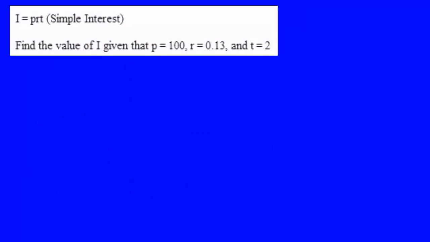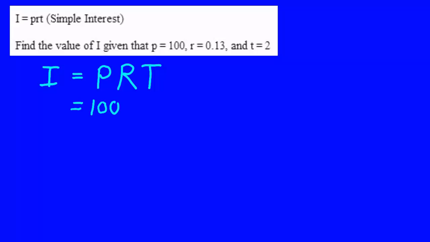Now, this is an interesting formula because this formula deals with money. I equals PRT, the interest earned on money, equals the principal, which is the amount of money you initially put in the bank, times the interest rate written as a decimal, times the time in years.